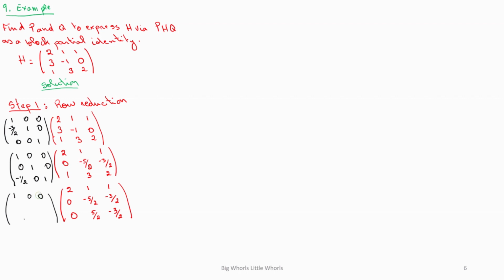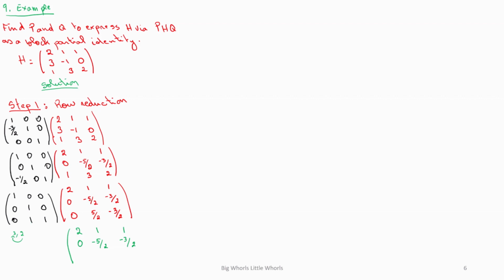So 1, 0, 0, 0, 1, 0, and 0, 1, 1. Okay, if we multiply them together, we'll get the following matrix. So 2, 1, 1, we are copying row 1 and row 2. So 0, minus 5 over 2, minus 3 over 2, and here the positioning of the 1 is third row, second column. So it's going to use row 2 and add it to row 3. Take row 2, add it to row 3. It's not scaling row 2 because it's just 1. Okay, so this is what we want.